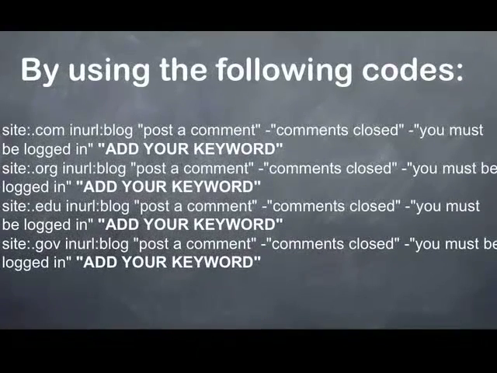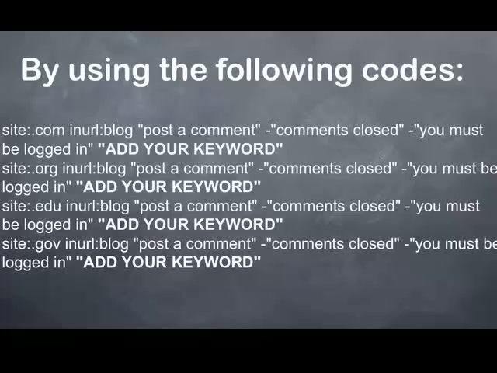Now you see the following codes that we have here, where it's showing site:/.com inurl:blog. Now these are the codes you actually copy and paste into the search engine search bar. And let's explain this first one here. Site:/.com means that we're going to be filtering .com sites. And inurl:blog means we're going to be bringing back sites with blog in the URL.